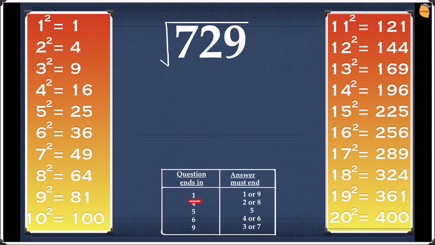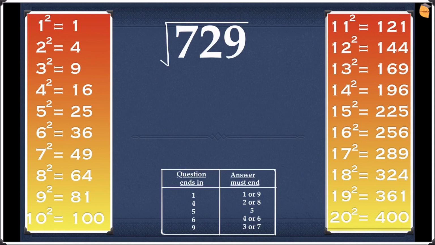So if the question ends in 1, the answer must end in 1 or 9. If the question ends in 4, the answer must end in 2 or 8. If the question ends in 5, the answer must also end in 5. If the question ends in 6, the answer must end in 4 or 6. And finally, if the question ends in 9, the answer must end in 3 or 7.